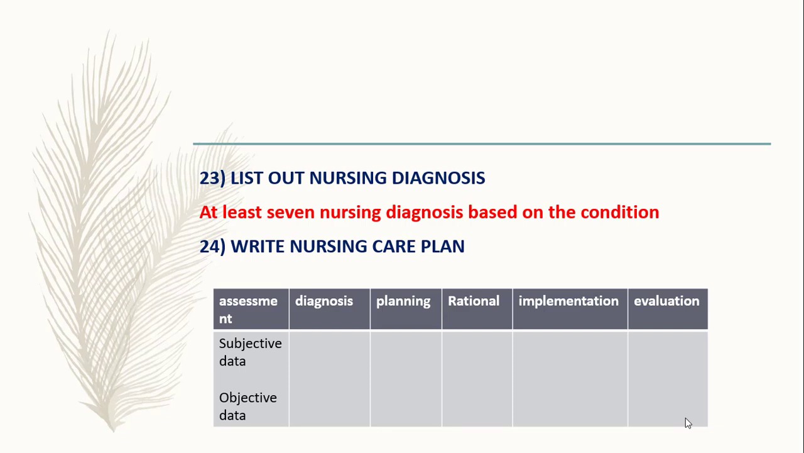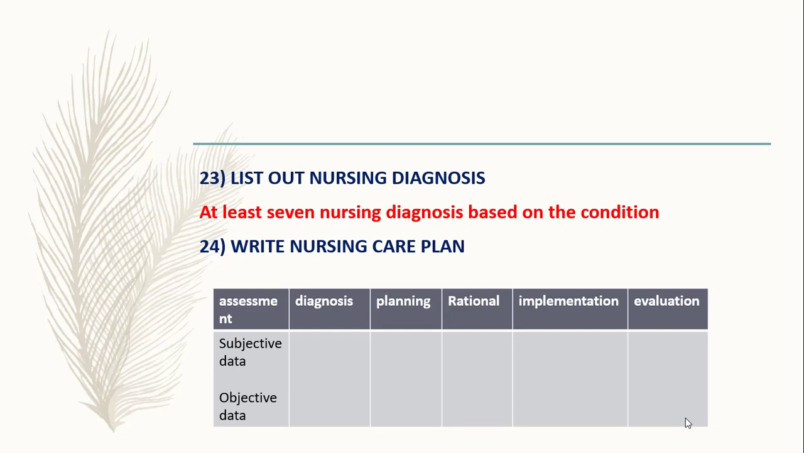Nursing care plan, how we have to write means you have to make columns. You can see this slide. Here I have given the columns and how we have to write the nursing care plan. You have to write assessment. Under assessment, you have to write subjective data and objective data. Then diagnosis. Then planning, rationale, implementation, evaluation. So properly write the nursing care plan based on your nursing diagnosis. That is the next section of your case study.